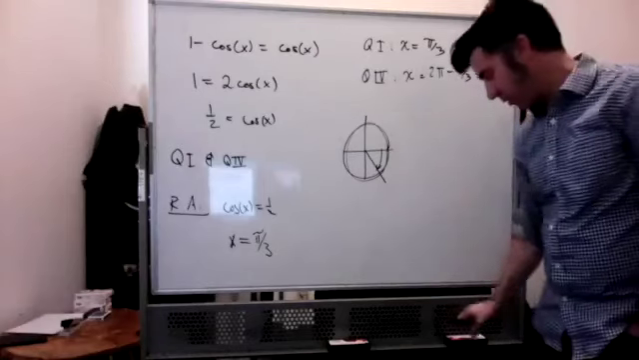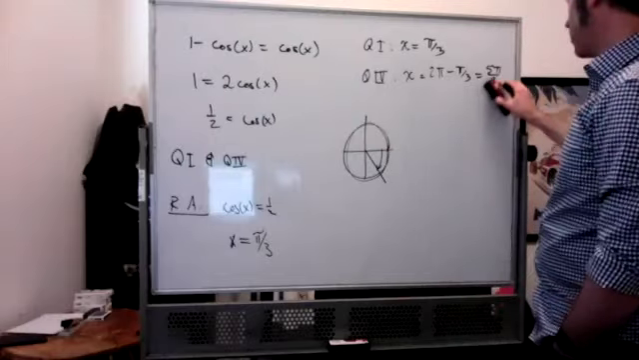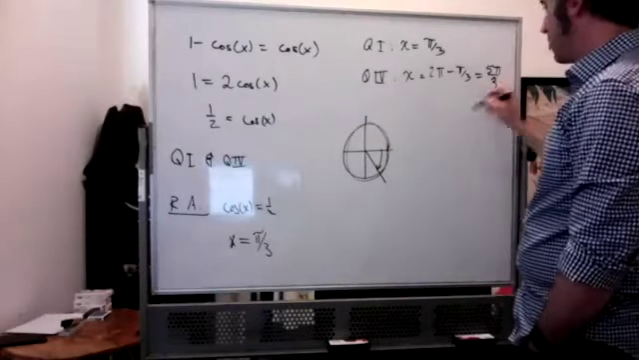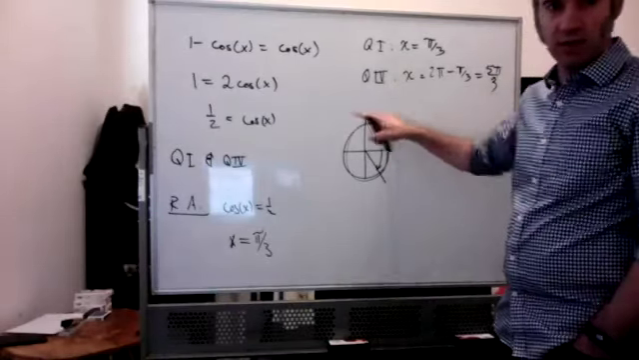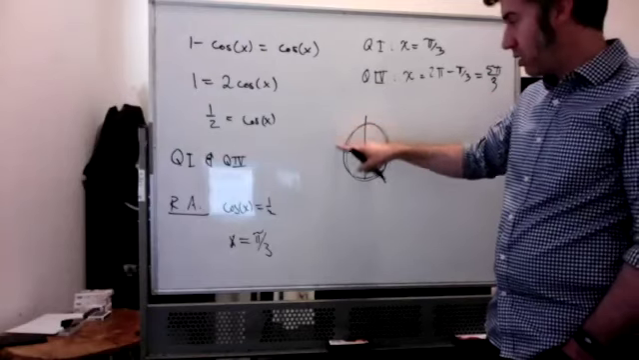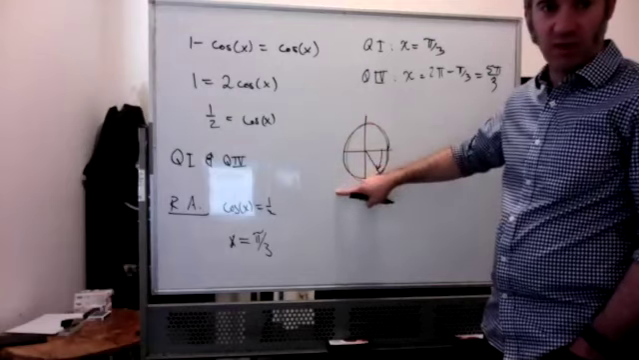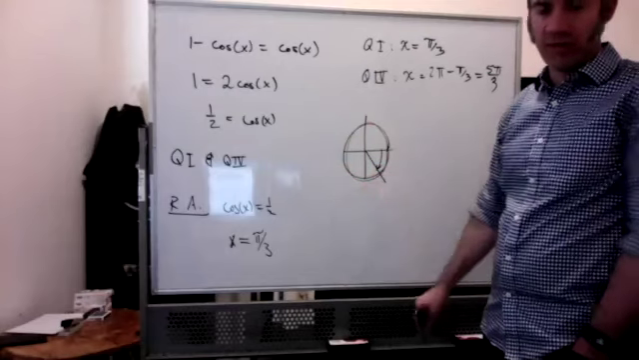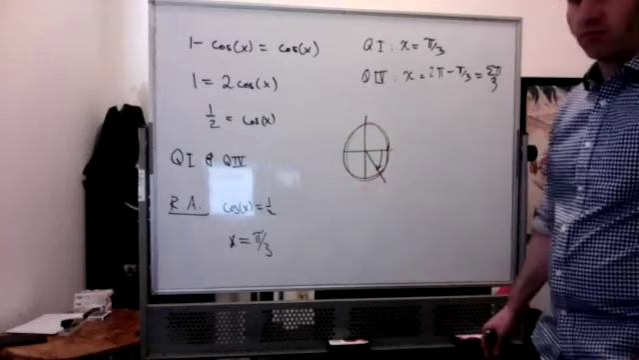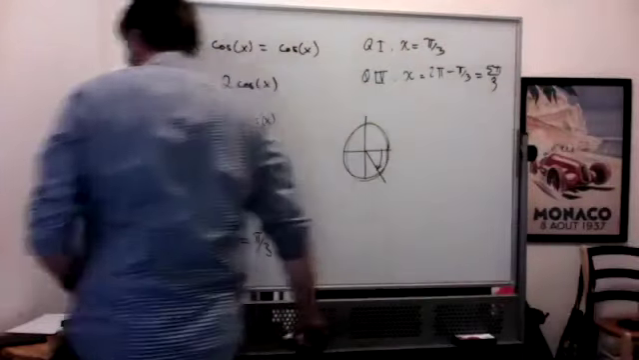Or you can also do the thing where you're like, well, if I know it's in quadrant 4, 1 pi over 3 is in quadrant 1, 2 pi over 3 is in quadrant 2, 3 pi over 3 is the line, that's pi, 4 pi over 3 is in quadrant 3, and 5 pi over 3 is in quadrant 4. That's another way you can do it. And another one.